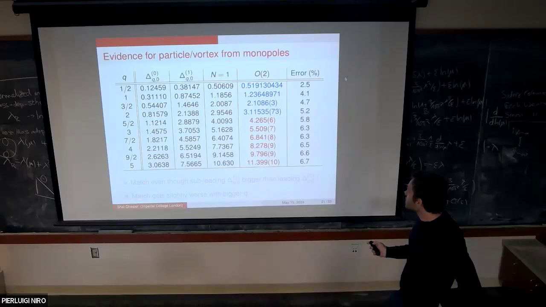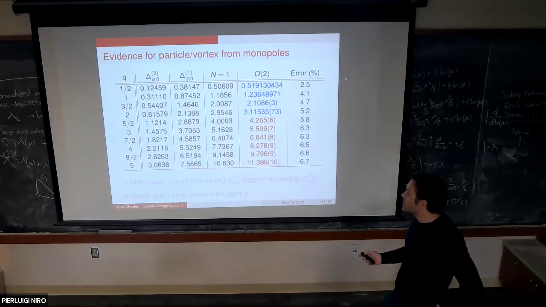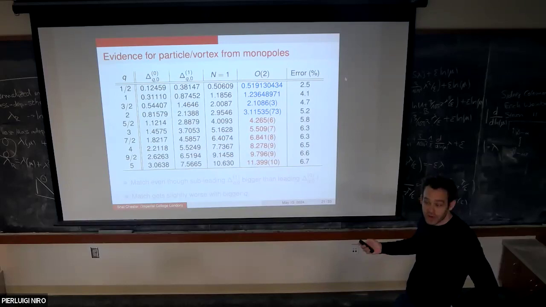So you see the relative error for Q equals 1/2 is just 2.5%, which is quite small. And it gets a little bit bigger, but even all the way up to Q equals 5, the error is still just like 6%. Which is very surprising. It's especially surprising because the subleading term is actually bigger than the leading term. And so you would think that this expansion is very non-convergent, yet nonetheless, including these first two terms gives this amazing match. And so this is kind of magical, and I don't have an explanation, but it clearly works.